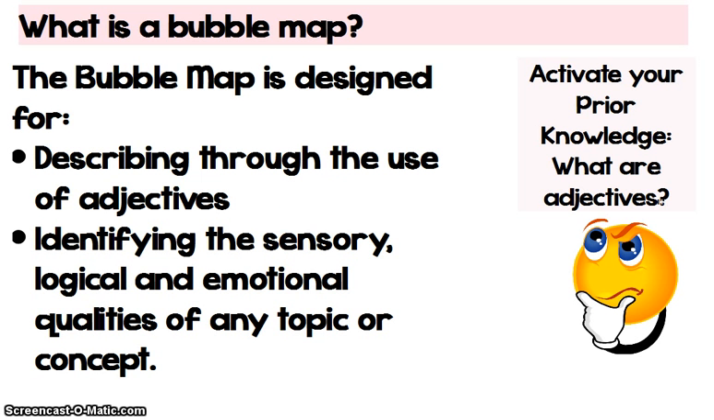So first, what is a bubble map? We know that a bubble map is one of the thinking maps that we use in our school. And a bubble map is designed for describing through the use of adjectives and for identifying the sensory, logical, and emotional qualities of any topic or concept.